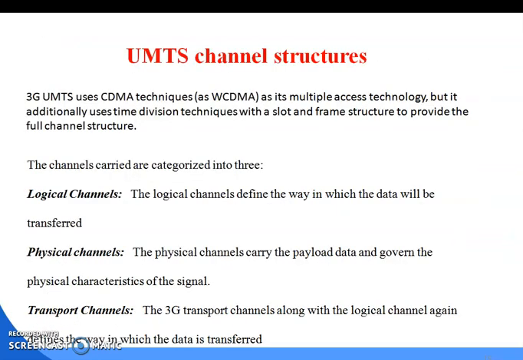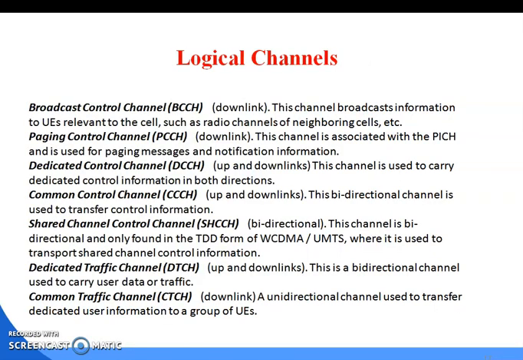Next is the UMTS channel structure. This 3G UMTS uses CDMA techniques, or WCDMA, as its multiple access technology. The channels carried are categorized into three: first the logical channel, then the physical channel and the transport channel. The logical channels define the way in which the data will be transferred, and the physical channel carries the payload data and governs the physical characteristics of the signal. The transport channels, along with the logical channel, again define the way in which the data is transferred.